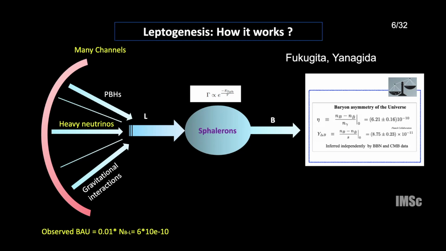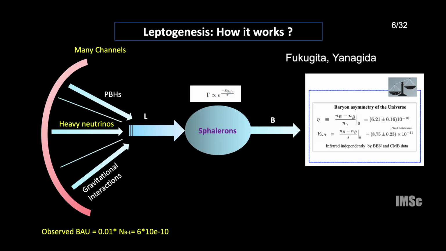This is eta b, which is nb minus nb bar over the photon number density, of the order of 10 to the minus 10. And this is the observed baryon asymmetry. Okay.